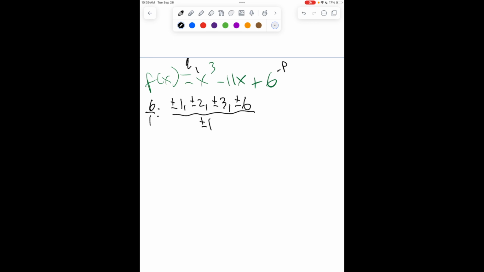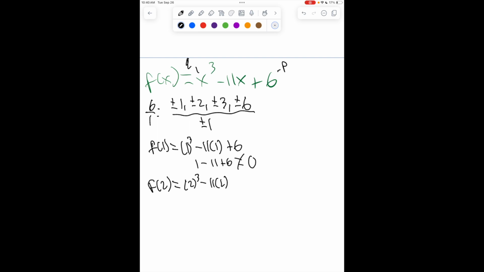So as we look here, f of x equals, now I'm going to try 1. Again, I always like to pick 1. So if we plug in 1, again, does it equal 0? 1 to the third minus 11 times 1 plus 6. 1 minus 11 plus 6 does not equal 0. So let's try, I like to always try my positives before I get into the negatives. Let's try 2. Well, if I plug in a 2, 2 times 2 times 2, 8 minus 22 plus 6 does not equal 0 again.